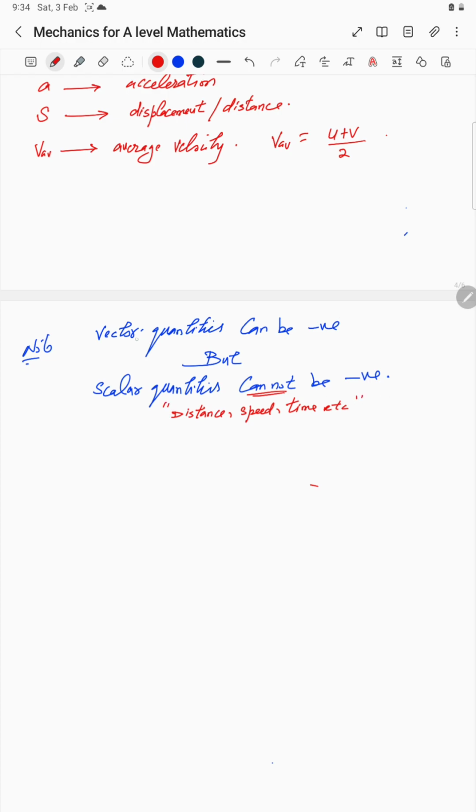While if you talk about vector quantities, we can say displacement, velocity, acceleration, etc. They can be measured as negative, but scalar quantities cannot. This was the point which will lead us to the solution of upcoming questions.